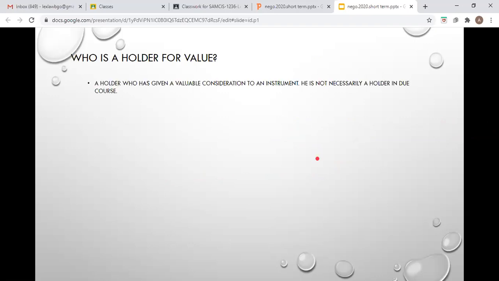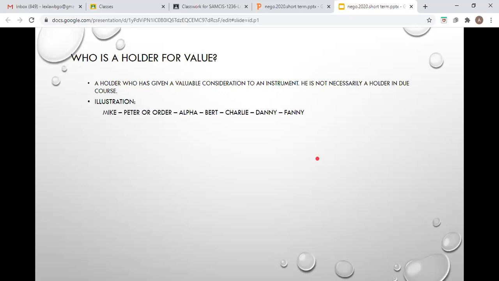Ay, napag-usapan na natin yan noon, that a holder for value is one who has given valuable consideration on the instrument, and he is a holder for value not only to the person who actually received the consideration, but also to all prior parties prior to the delivery of that valuable consideration. And it follows that if you're a holder for value, you are also a holder in due course.